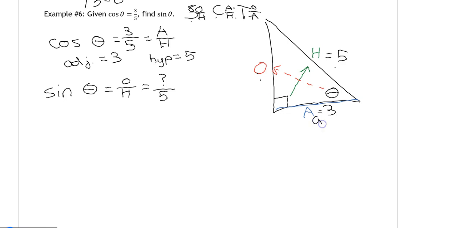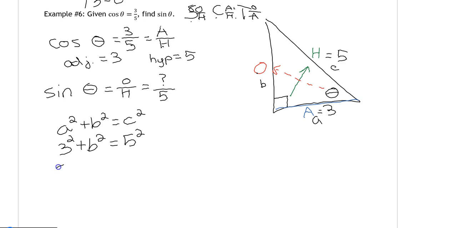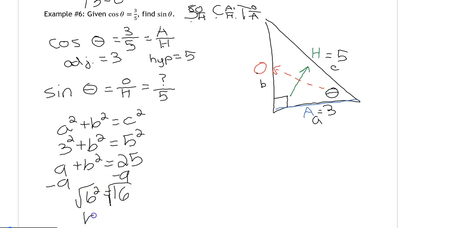So I have an A, I don't know B, but I do know C. So we have A squared plus B squared equals C squared. A is 3. I don't know B. C is 5. 3 squared is 9. 5 squared is 25. They're on opposite sides, so I'm subtracting. B squared equals 16. Square root. B equals 4. Goes right into our question mark.